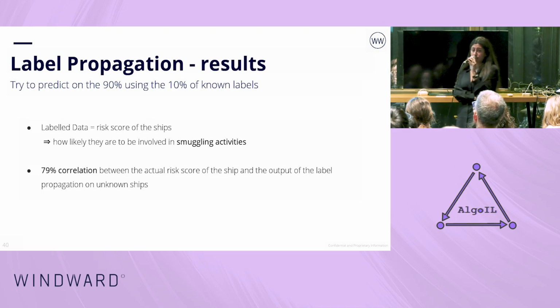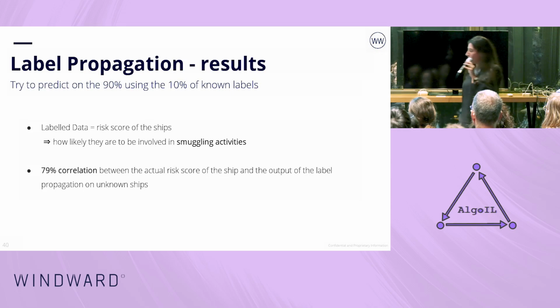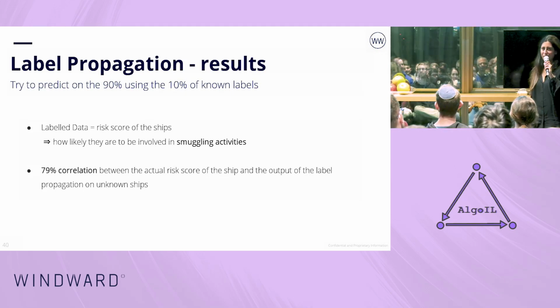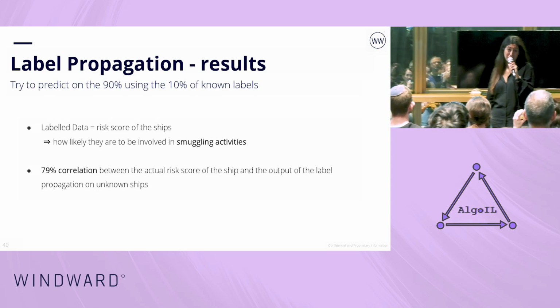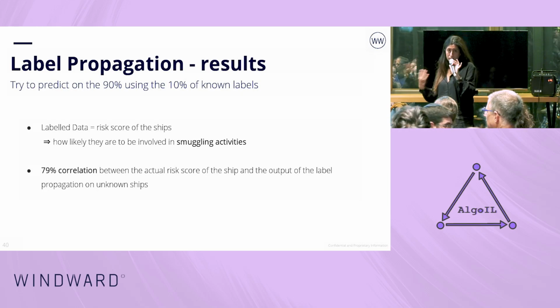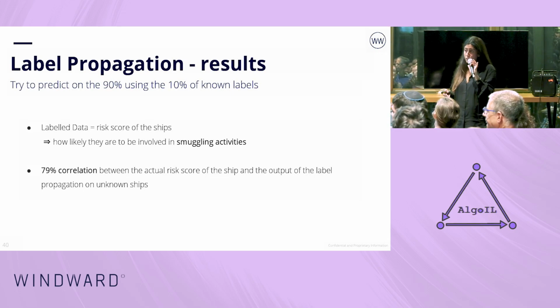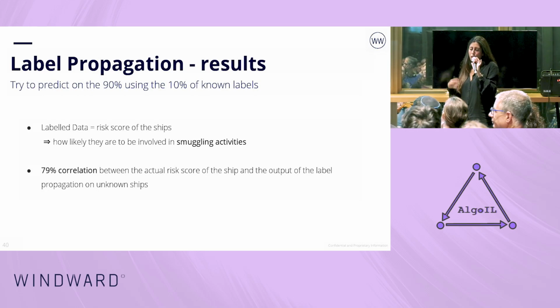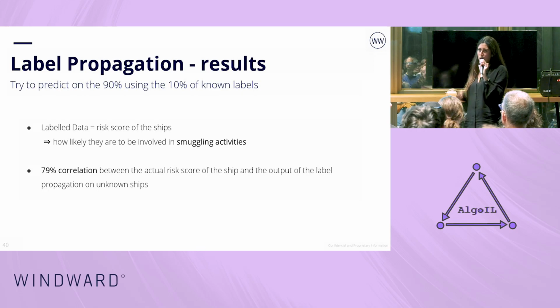And what we got was pretty amazing. We managed to get 79% correlation between the actual risk score of the ship and the prediction of the label propagation algorithm. It was pretty amazing for us to recover so much information with only 10% of our data. And just so you know, here we're just playing with the technology, okay? So we took a very aggressive approach of forgetting 90% of the data. You could get even better results by forgetting only 70% of your data. We wanted to just explore how it works and how we could push this algorithm to get cool results.